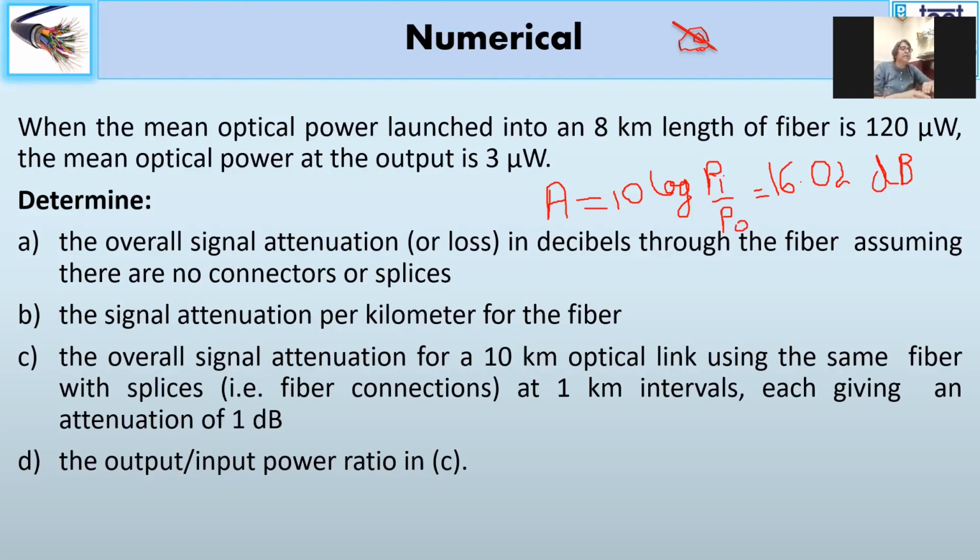Okay, now what is the signal attenuation per kilometer? How will you calculate it? What is the link length? 8 kilometers, right? So what is your alpha? That is the attenuation parameter. It is nothing but the total attenuation divided by the link length. How much will it come to? 16.02 divided by 8, 2.002. What will be the unit? The unit is dB per kilometer, correct.